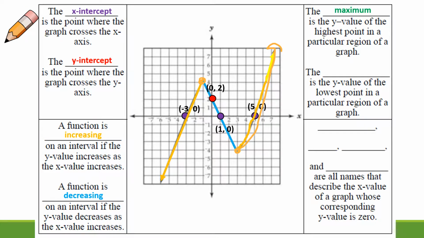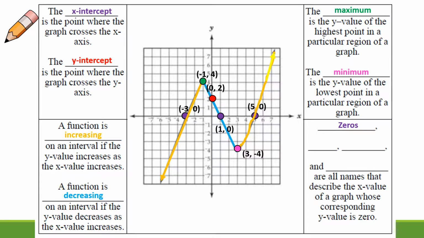The maximum is the y value of the highest point in a particular region of the graph. So in this example, my maximum is (-1, 4). So it's that green point, that high point, that's my maximum. The minimum is the y value of the lowest point in a particular region of the graph. And in this particular example, it's the point (3, -4). So that's my minimum, or where the graph is dipping. The maximum is where the graph is peaking, and the minimum is where the graph is dipping.